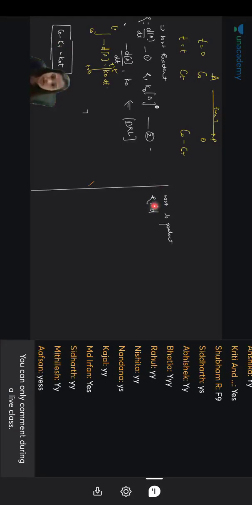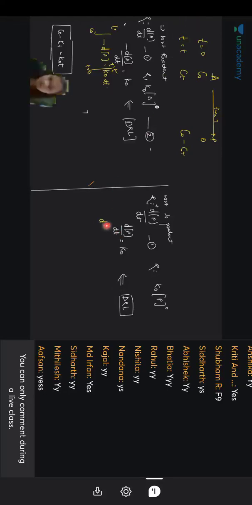R is equal to positive dP by dt, and R also is equal to K naught P की power 0. So I can say that dP by dt is equal to K naught. This is my differential rate law equation. Now please do the variable separable. dP is equal to K naught dt and integrate it from concentration.